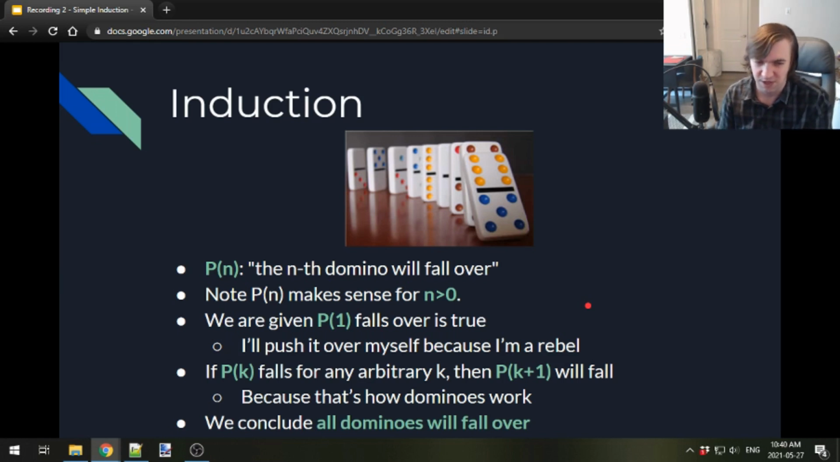Well, no. We can just say we know the first one will fall over. We know for any given domino you look at, it'll knock over the next one. Well, in that case, all of them must fall over at some point. There's no way that any of them are going to stay standing. And that's the idea behind induction.